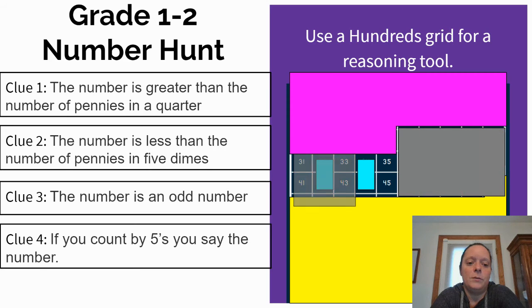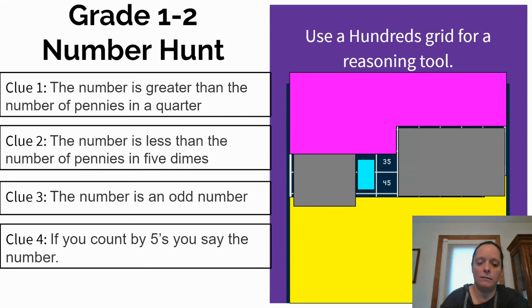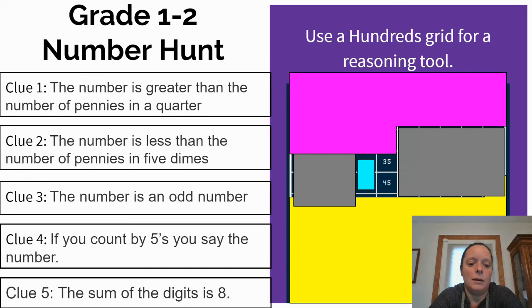Clue 4 is if you count by 5s, you say the number. So we want kids to start counting by 5s and realize that there's only 2 choices left, 35 and 45. The sum of the digits is 8. And so that reveals that it's 35 and not 45.